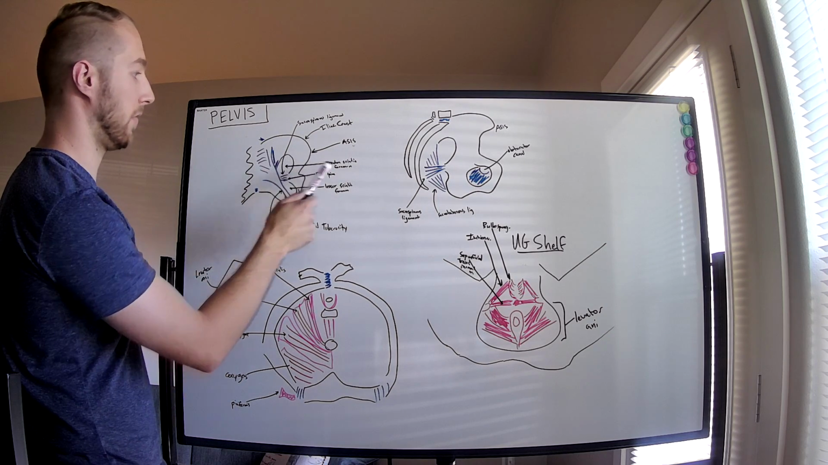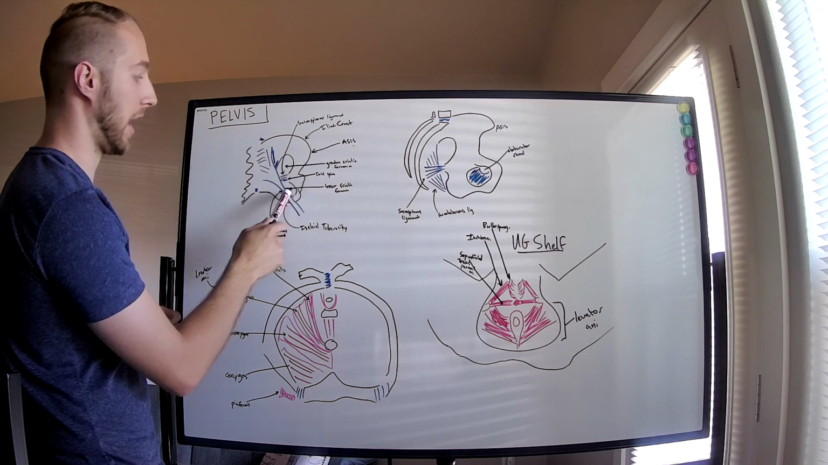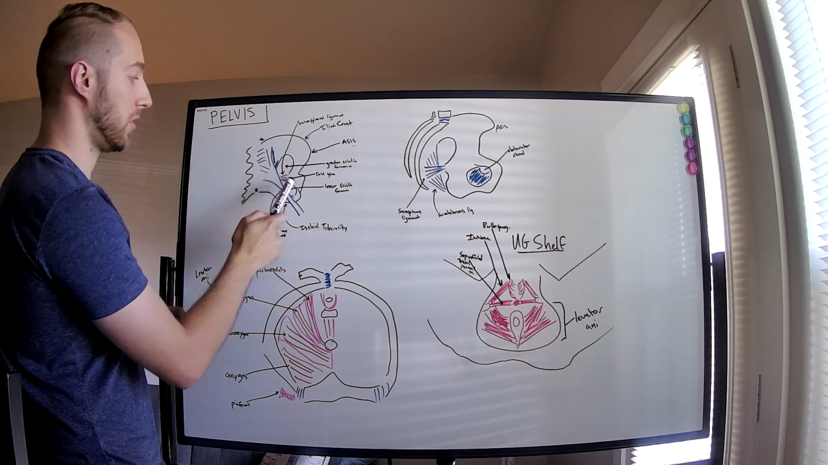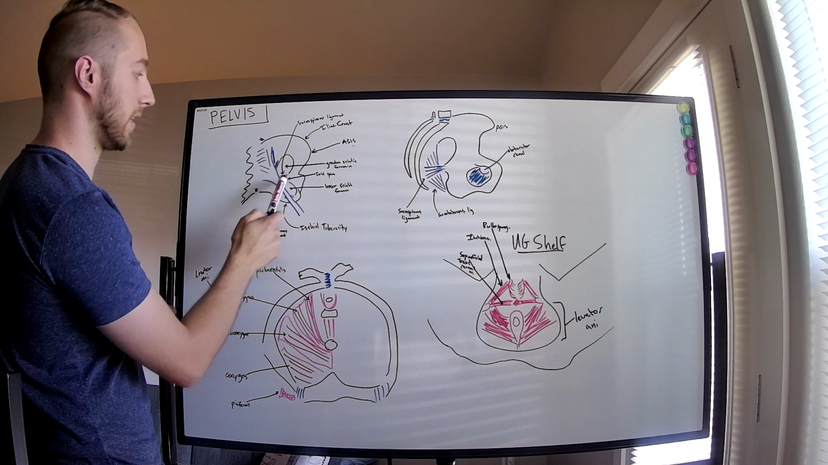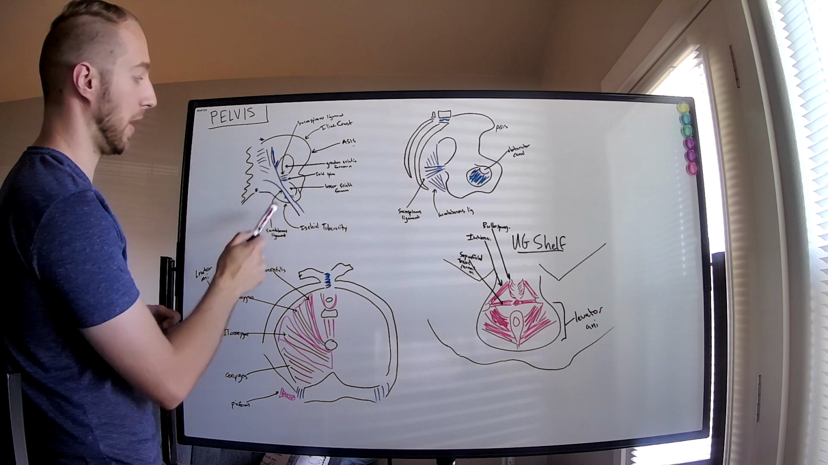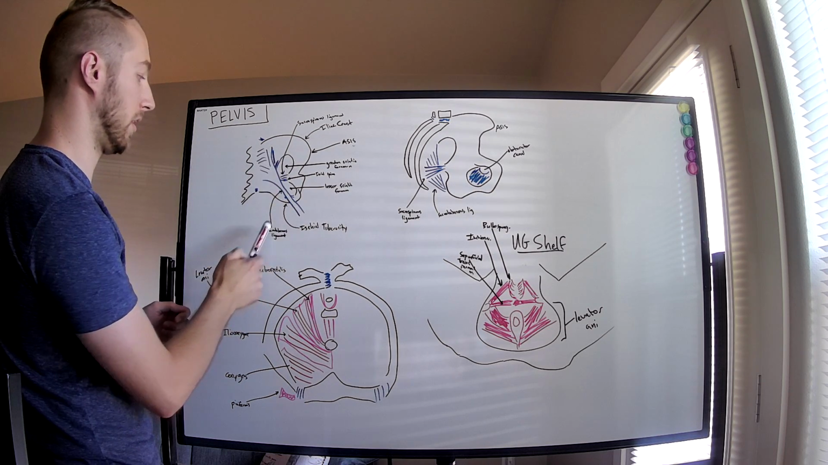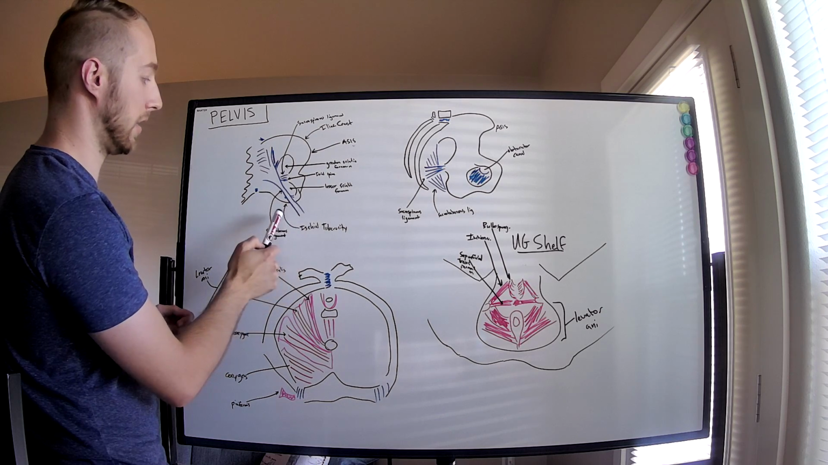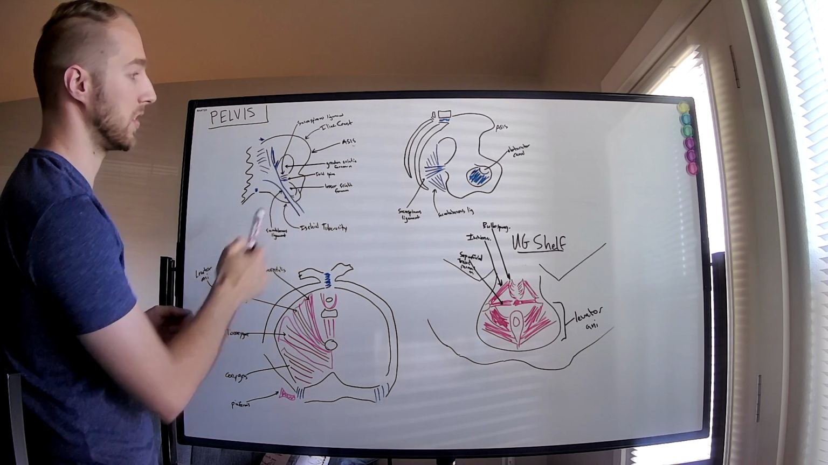So we have the greater sciatic foramen and the lesser sciatic foramen, which are formed by the sacrospinous ligament from the ischial spine, forming over to here with the sacrotuberous and ischial tuberosity you can see down there.